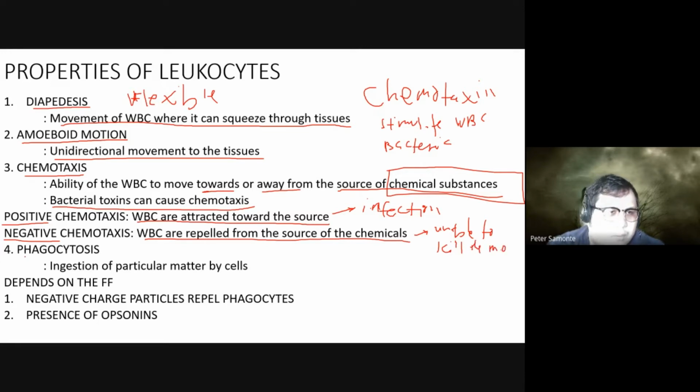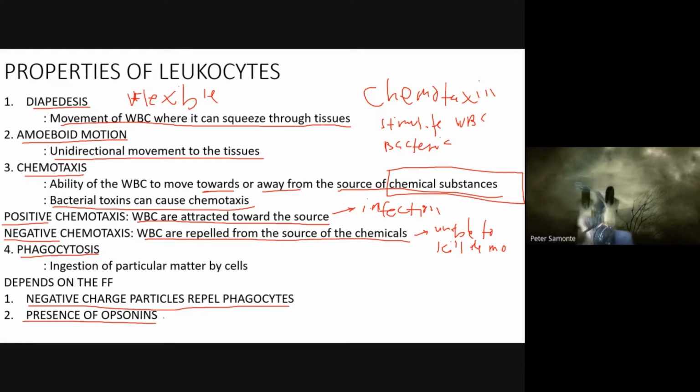Now, another wonderful property of your WBCs is your phagocytosis, which is your ingestion of particulate matter by the cells. Now, this would depend on the following: the negative charge particles that repel phagocytes and the presence of opsonins.